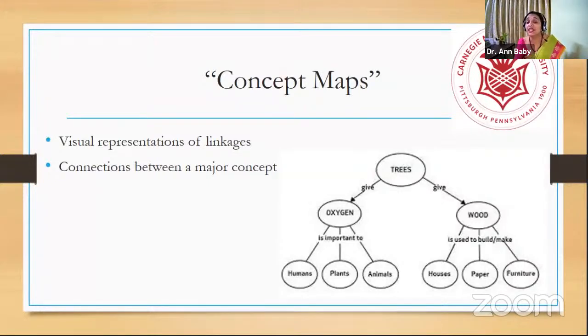Another LCE method is concept maps used in the Carnegie Mellon University. This is interestingly even used by many of our students, or many of our presentations, even in the schools nowadays, they use these concept maps. You explain a big concept, and then you make the students draw a concept map with the linkages. Like, trees, they give you two things. They give you oxygen and even they give you wood. Oxygen, you use it. It is important for humans, for plants, for animals. Wood is used to build houses, papers, furniture, and all that.